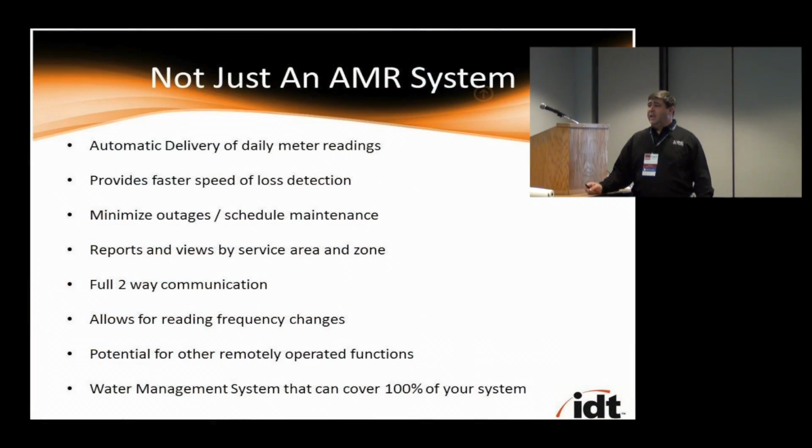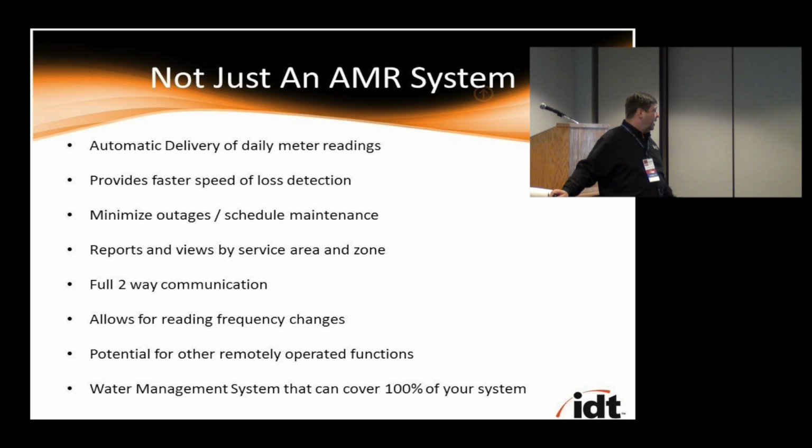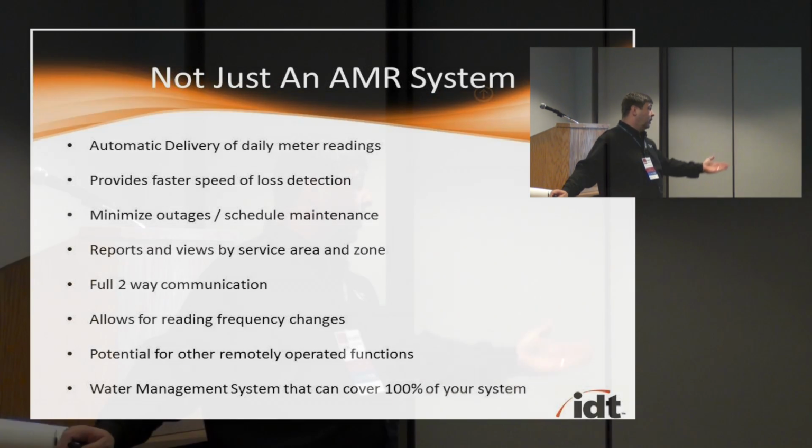You get automatic delivery of daily reads, but you get faster speed of loss detection if you're not already getting it every 6 hours, like you are with the face. You were the only one in the room. So, you minimize your outage and schedule maintenance. I had one system tell me, hey, I had water in this area over here. It froze. I knew I was going to have issues. Now they know where. It makes a big difference on how you spend your time and where you go.